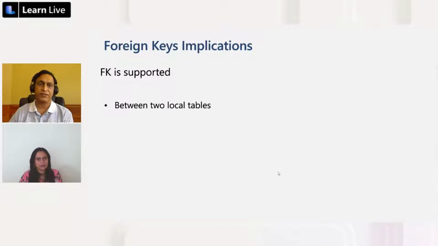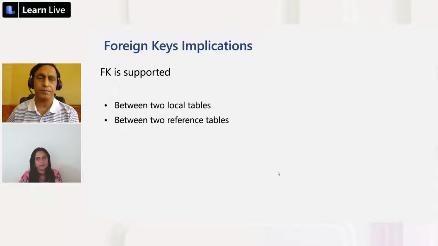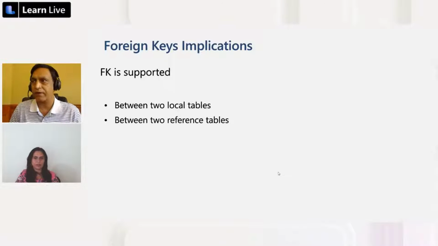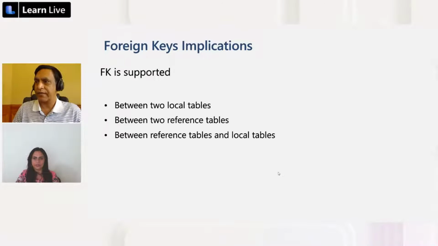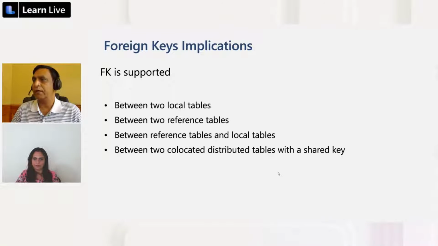Yeah, foreign key is basically talking about the dependency, right? When you're trying to create distribution tables, you have to follow certain rules. So basically, you can have foreign key relationships when you're creating distribution tables. You can have a foreign key relationship between the two local tables or between the two reference tables, no issues. And you can have a relation between reference tables and local tables also.